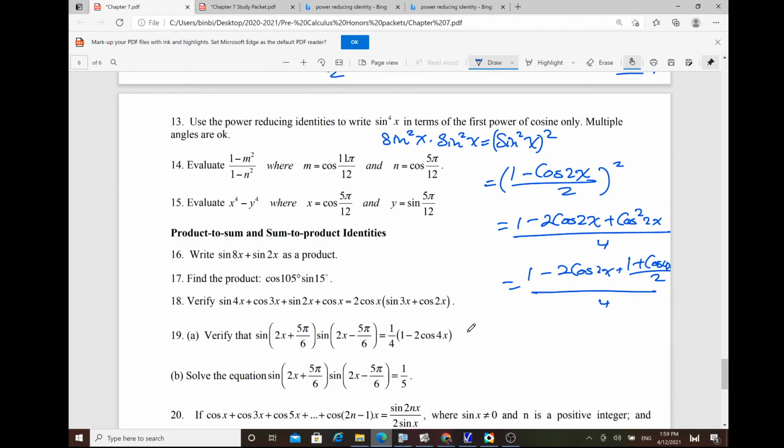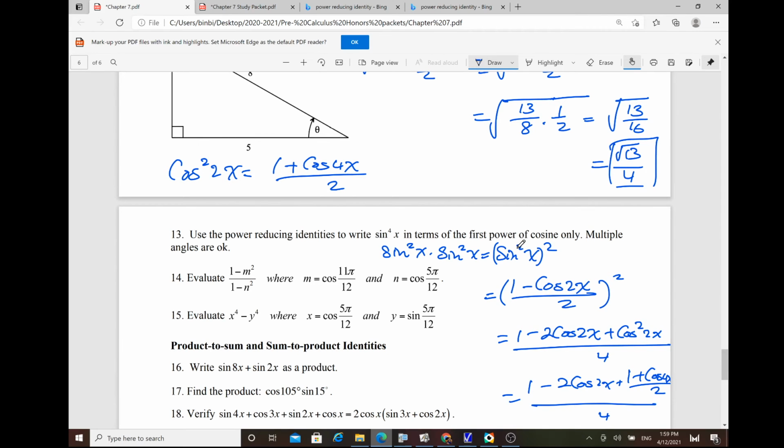And obviously you can simplify it a little bit more. Okay, multiply by 2, top and the bottom, so we do have 2 minus 4 cosine of 2x plus 1 plus cosine of 4x, all over 8. Okay, so then that'd be the simplest form.